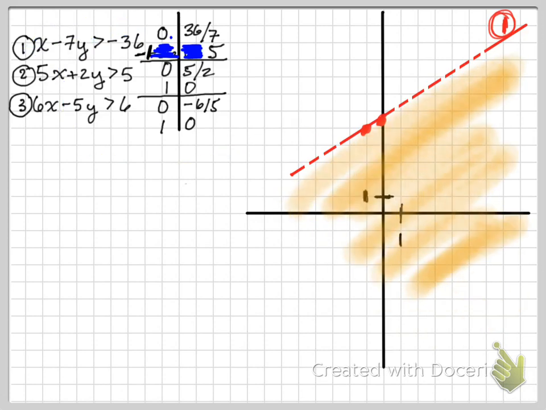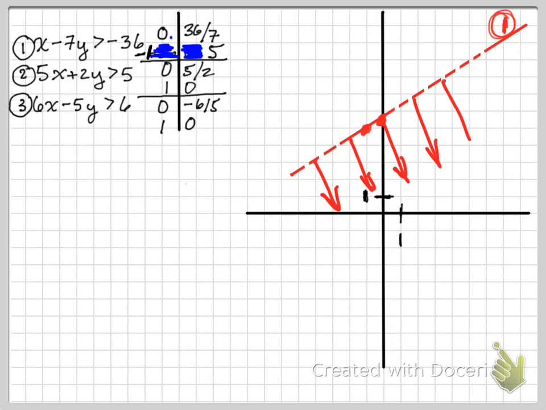And here's the way that I prefer to indicate that. I prefer not to do the shading. What I like to do is just do some arrows here and say, okay, the solution is over here, and just do a series of arrows coming off that edge. All right, and then we're going to do that for all of the inequalities.